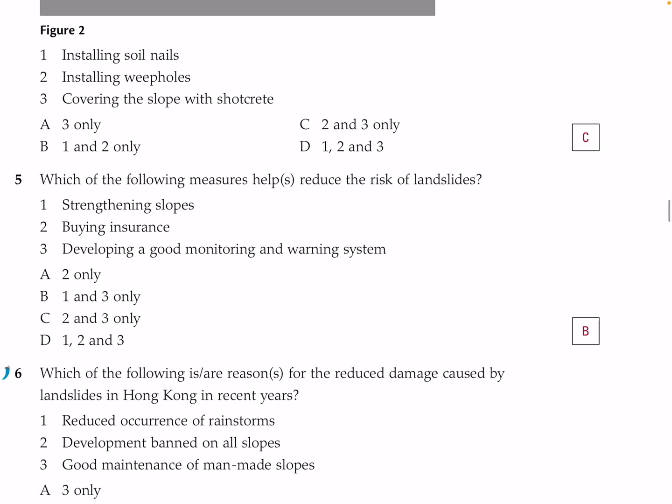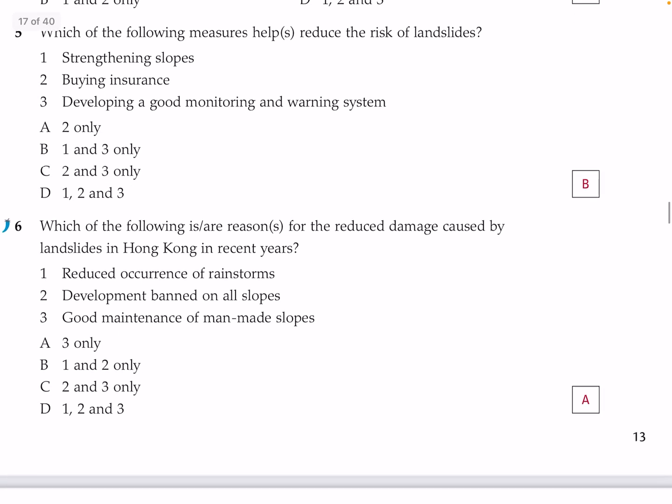And then, which of the following measures can help to reduce the risk of landslide? Strengthening slope, true, and then buying insurance. How can it help to reduce the landslide? Okay, and then also developing a good monitoring and warning system. Okay, this one is also okay because we are reducing the risk of the landslide only, which is not totally stopping the landslide, but reducing the harmfulness of the landslide. So number 1 and 3 are correct.